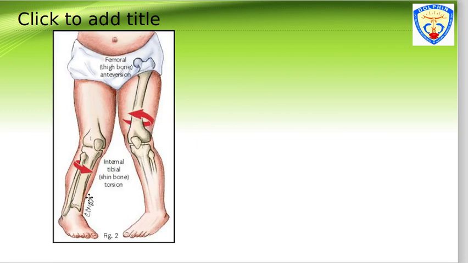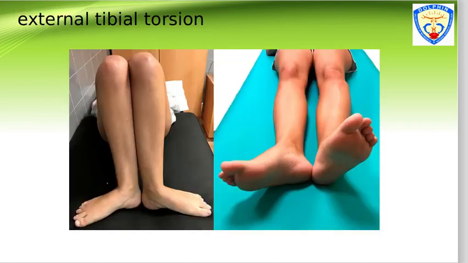See here, there is internal rotation of the femur and there is internal rotation of the tibia. So this is leading to the deformity which is corrected with the help of osteotomy. And these are some pictures which are showing the deformities which need a correction. So there is external tibial torsion.